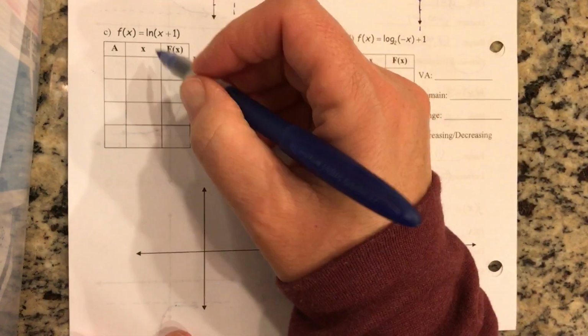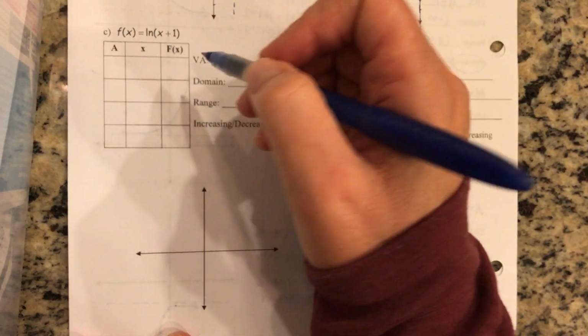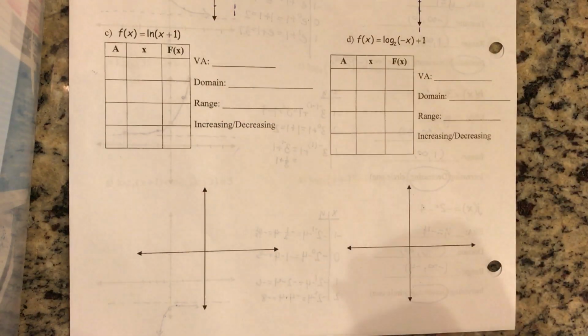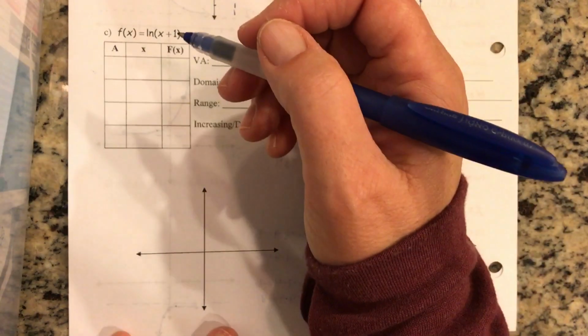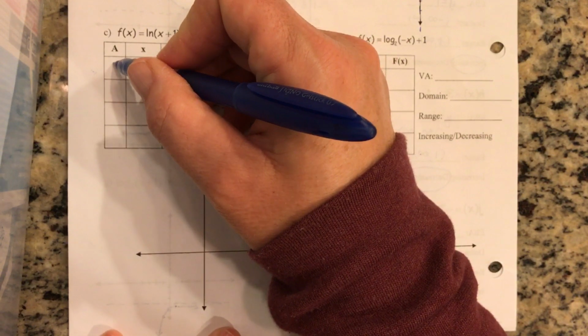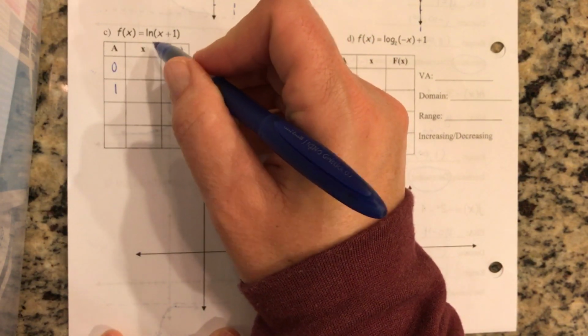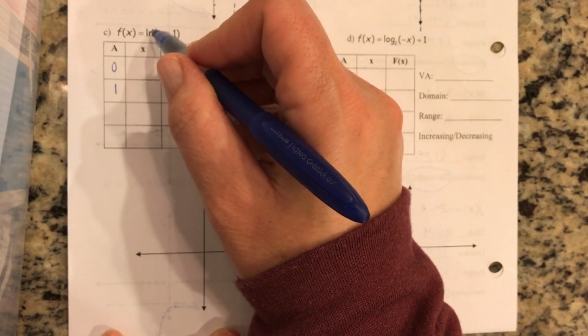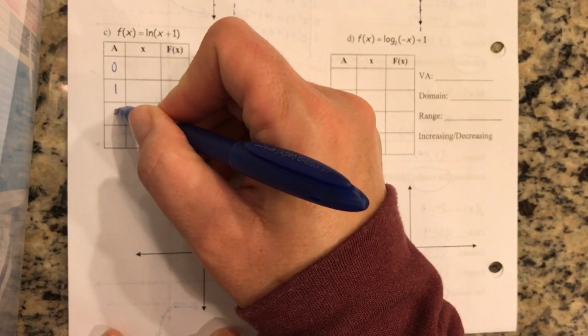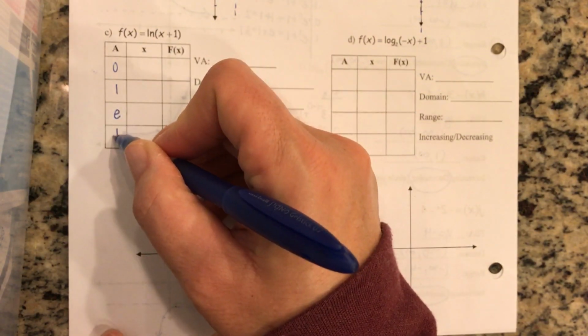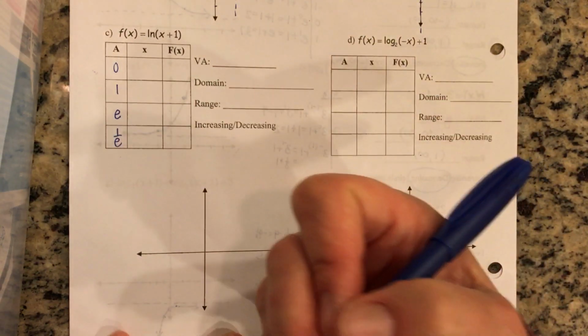All right, so here we go. Ooh, natural log, tricky business. So this is a natural log graph is what we're trying to do. It's going to be 0, 1, b, but our b value is our base, and this is a natural log, so our base is e. So that's our base, and then 1 over our base is 1 over e.